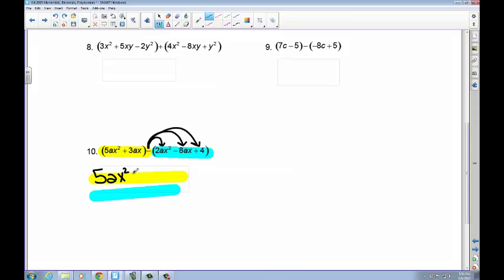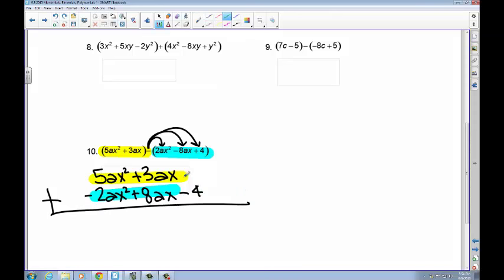It'll be 5x squared plus 3ax. And then the next one is going to be plus, because we're going to distribute that negative. And when we distribute that negative, it'll be negative 2ax squared. And then a negative times a negative 8ax is going to be a positive 8ax. And then one last time, negative times a positive is a negative 4. And we're now able to combine like terms. But if you can see, there's a blank right here. We don't know what it is, so we're just going to simply fill it in with a plus 0.